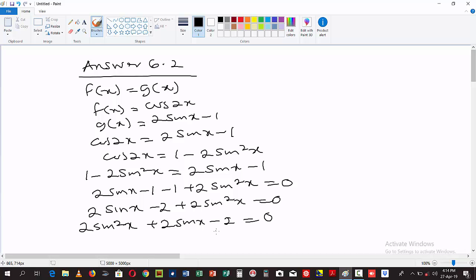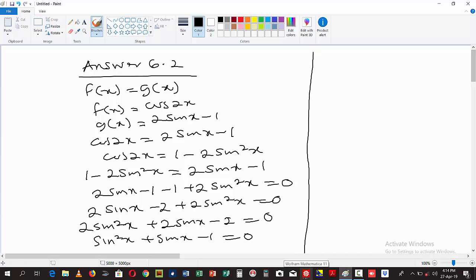We can divide through by 2. Let us divide everything by 2. Now we are going to have sine square x plus sine x minus 1 is equal to 0. So this is a quadratic equation. If you check very well, there's no way we can factorize it. We are going to use the quadratic formula.